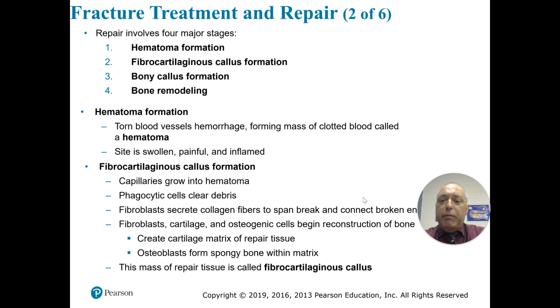So there are 4 stages to repair. There's the hematoma formation, the fibrocartilaginous callus formation, the bony callus formation, and the bony remodeling. Then we've got hematoma formation, torn blood vessels, as well as fibrocartilaginous callus formation, which is where the capillaries start growing. You start having phagocytic cells clearing debris. Fibroblasts are going to lay down fresh collagen, create matrix. The osteoblasts are going to create spongy bone, and this is all fibrocartilaginous callus.